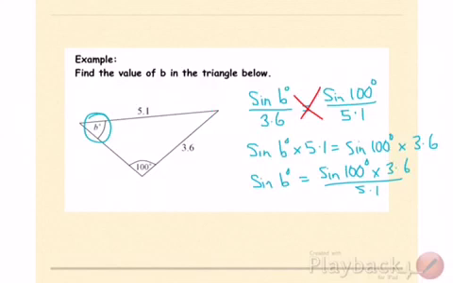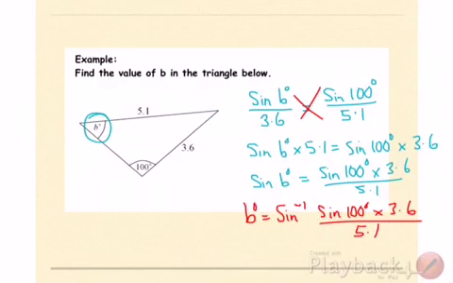And again, because I'm trying to find an angle at this section here, in order to find the angle I have to do B degrees is equal to the inverse of that trigonometric function: sine inverse of 100 degrees times 3.6 all over 5.1.